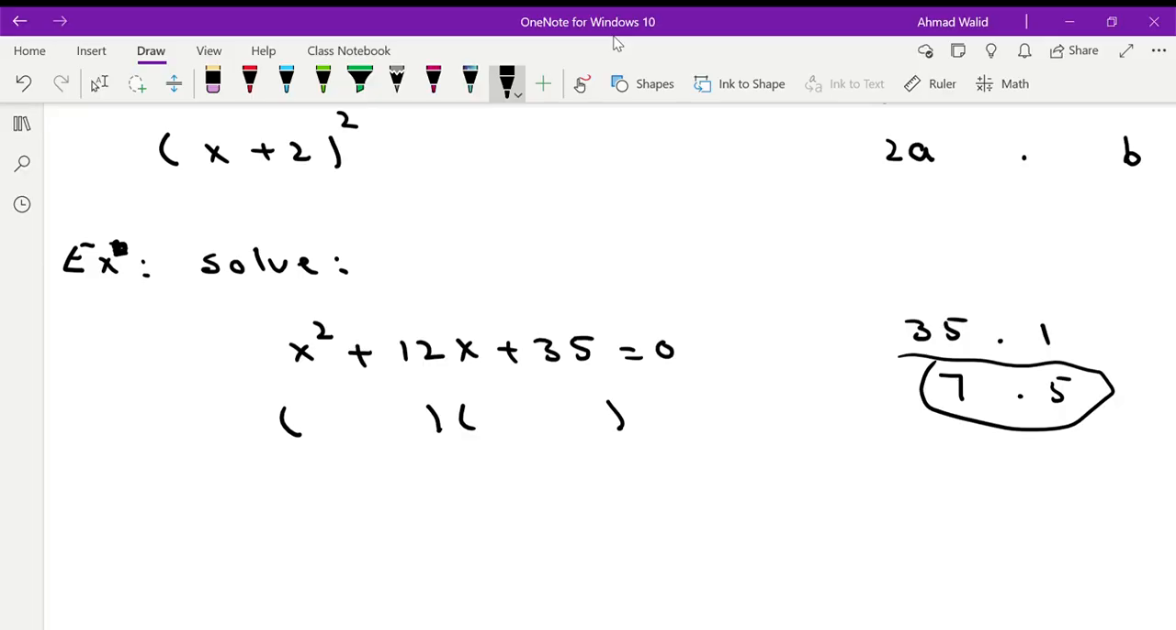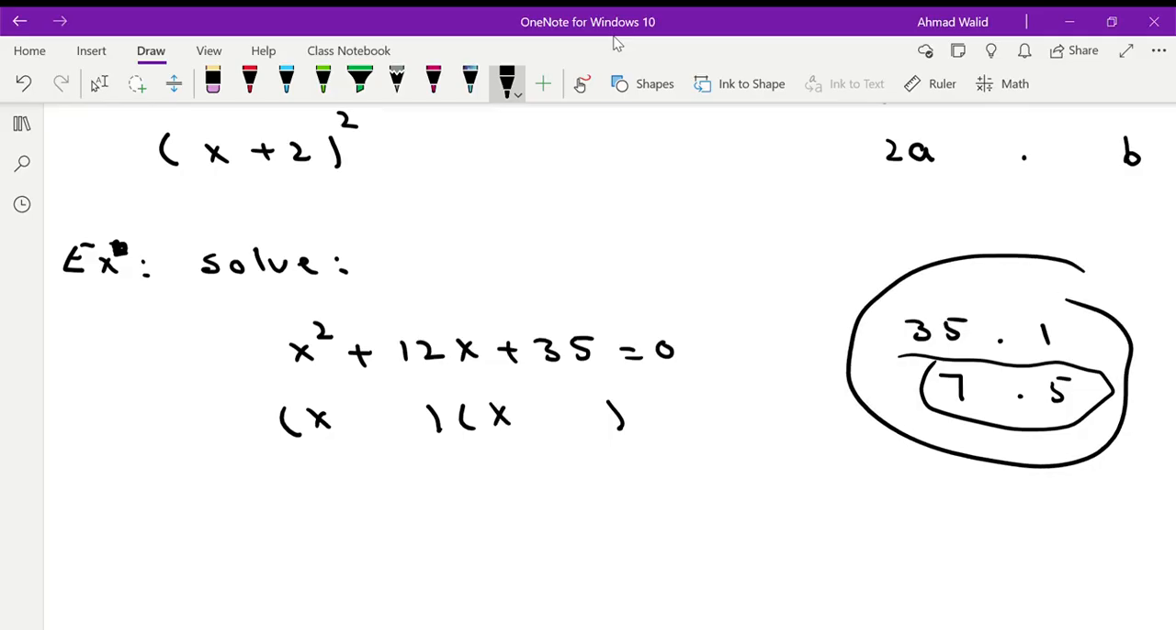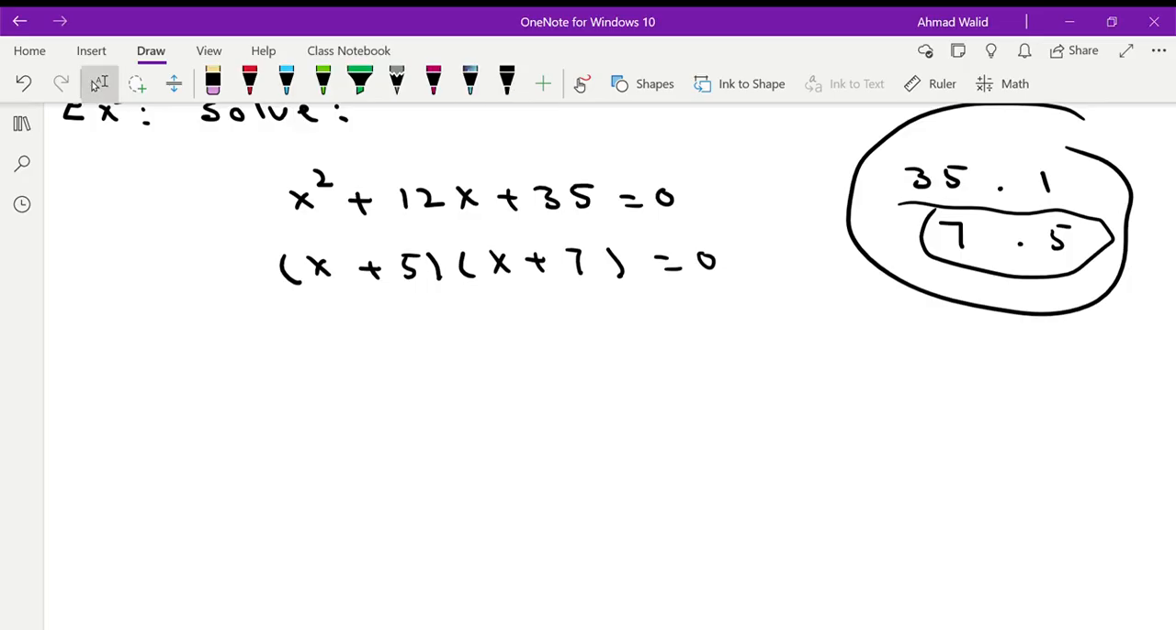After a little bit of practice, you don't even need to write this. By looking at the problem, you know what the numbers are, correct? Both of them are positive. I'll put both positive, one of them 5, one of them 7, equals 0. Now I'll use the zero property of equations. It means set each parenthesis equal to 0, x plus 5 equal to 0, x plus 7 equal to 0, and solve both of these equations.